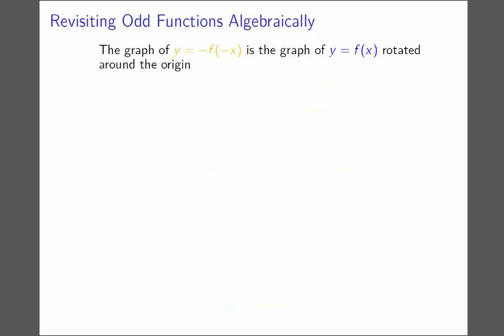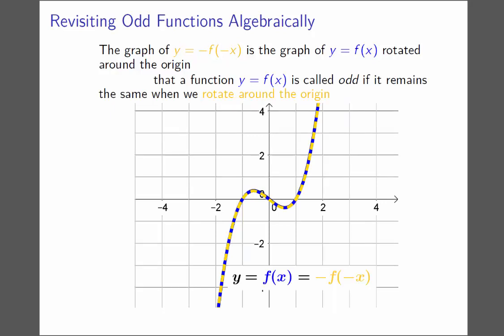Since the graph of y equals negative f of negative x is the graph of y equals f of x rotated around the origin, and we define that a function y equals f of x is odd if it remains the same when we rotate around the origin, we can conclude that a function is odd if negative f of negative x, the rotated function, equals f of x, the original function.